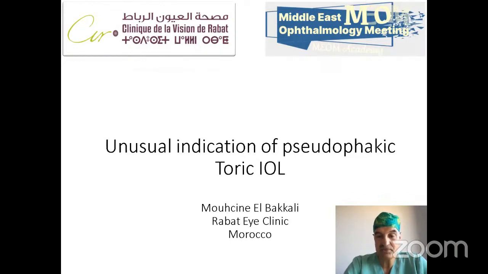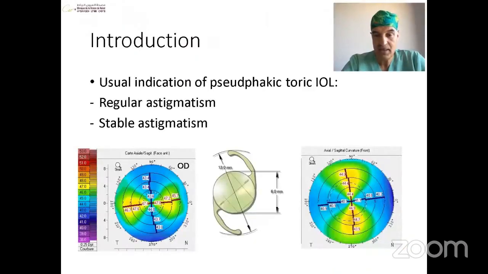Today, I would like to share with you these cases of unusual indication of pseudophakic toric IOL. Usually the best indication of toric pseudophakic IOL is the association between cataract and stable regular astigmatism, as shown in this slide. Personally, for over 15 years, I have used pseudophakic toric IOL usually when the cataract is associated with a regular, stable corneal astigmatism up to 1.5 diopters.